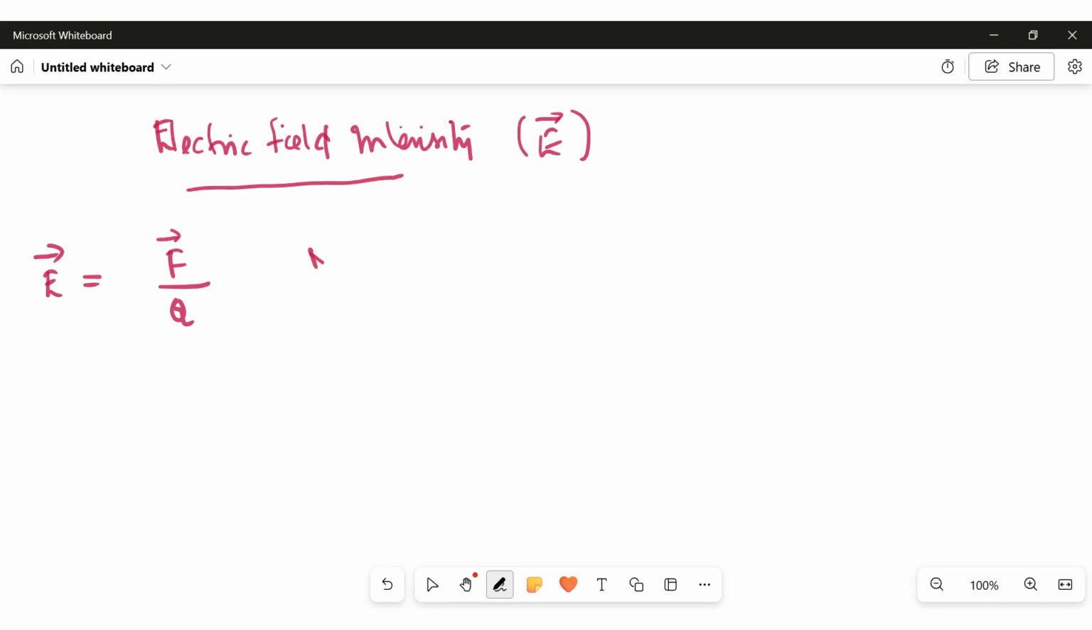Its unit is Newton per coulomb. The unit of force is Newton and the unit of charge is coulomb, so its unit is Newton per coulomb. Volt per meter is also a unit of electric field intensity.